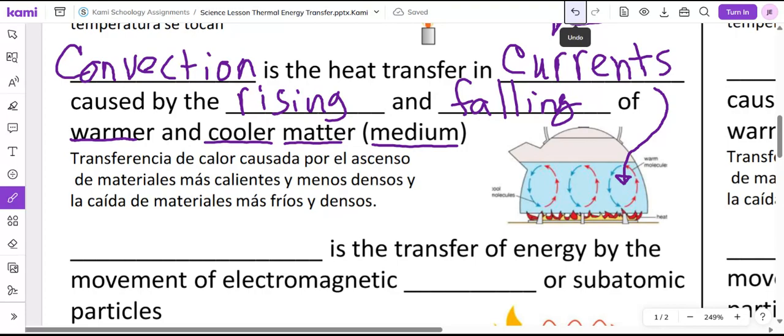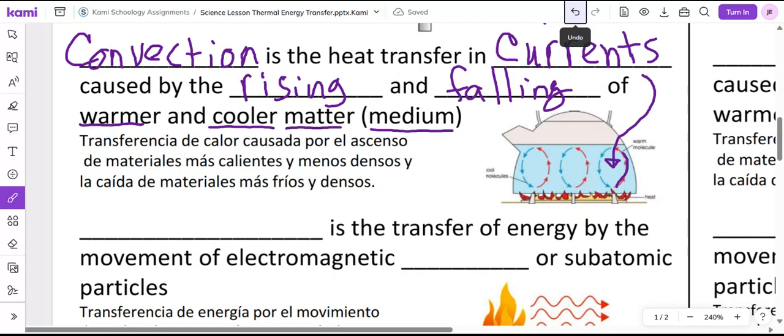Down below, the currents are within the boiling water. As far as an example for boiling water on the stovetop, it's the flow and movement of warmer and cooler water, or fluids, or air.